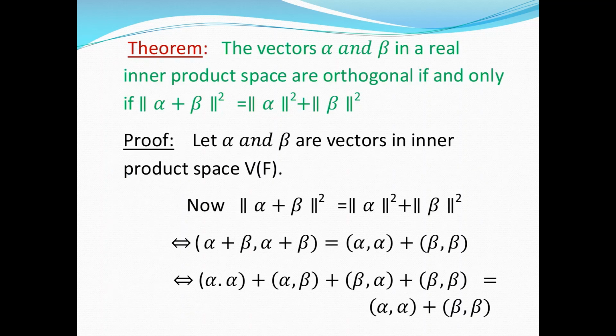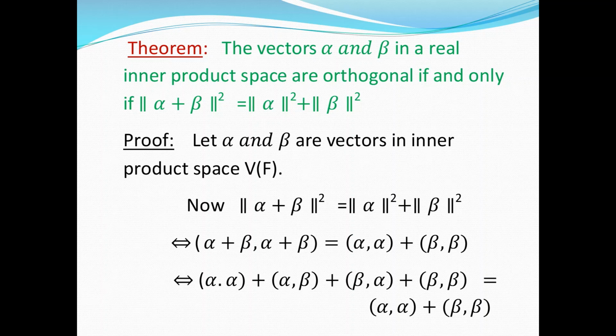Now we are going to see the theorem on orthogonality. The vectors alpha and beta in an inner product space are orthogonal if and only if the norm of (alpha plus beta) whole square is equal to norm alpha square plus norm beta square.